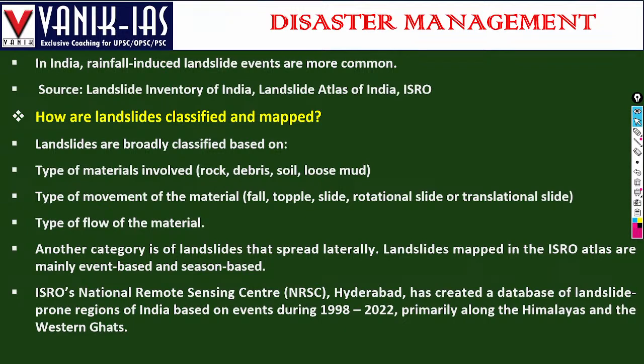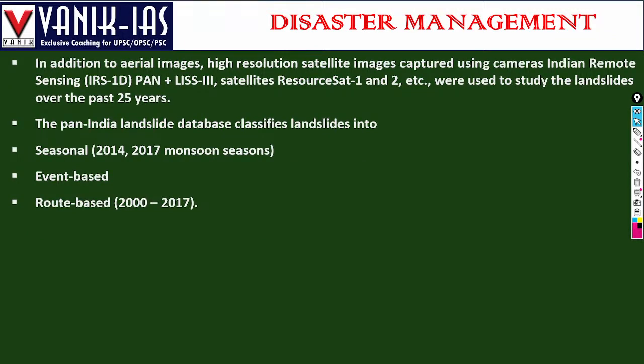Another category is of landslides that spread laterally. Landslides mapped in the ISRO Atlas are mainly event-based and season-based. ISRO National Remote Sensing Centre, Hyderabad, has created a database of landslide prone regions of India based on events during 1998 to 2022, primarily along the Himalayas and the Western Ghats. In addition to aerial images, high-resolution satellite images captured using cameras, India Remote Sensing PAN, Resourcesat 3, Cartosat 1 and 2 etc. were used to study the landslides over the past 25 years.